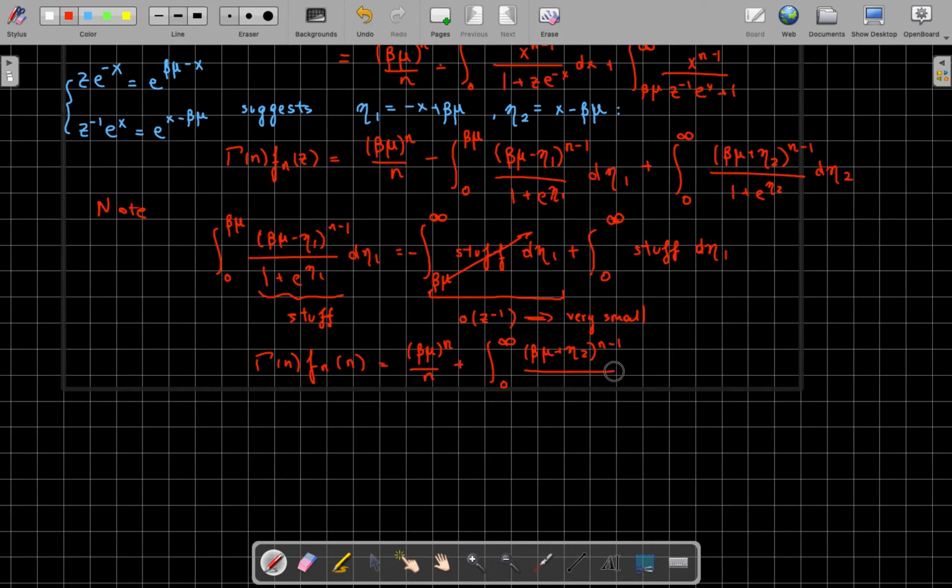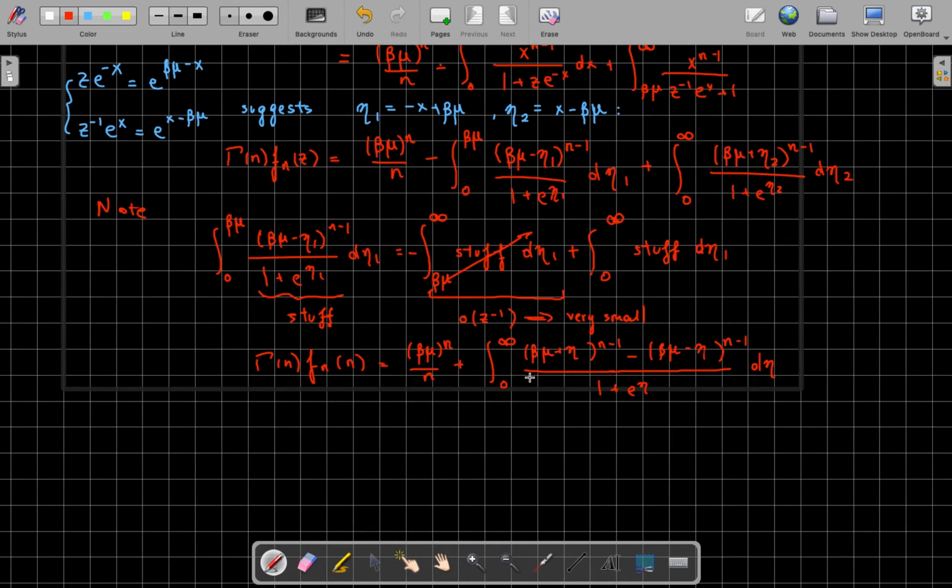So it's minus, right, because of a minus here. Beta mu minus eta to the n minus 1 over 1 plus e to the eta. Actually, instead of using eta 1 and eta 2, because these are just variables I integrate over, I can just call them eta, right? Okay.